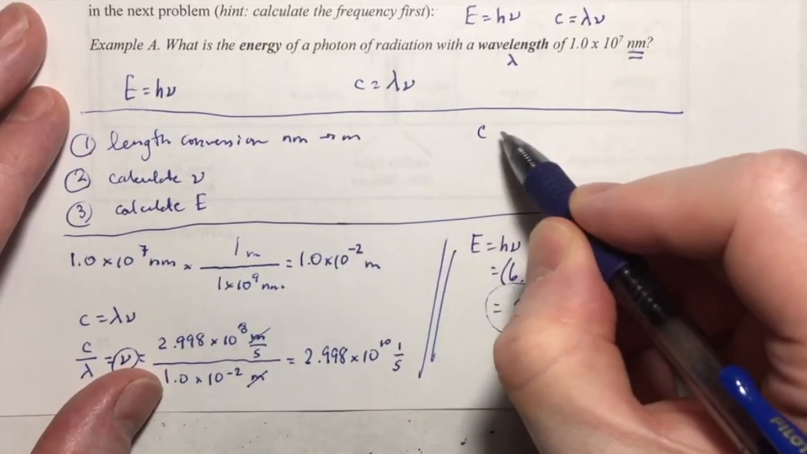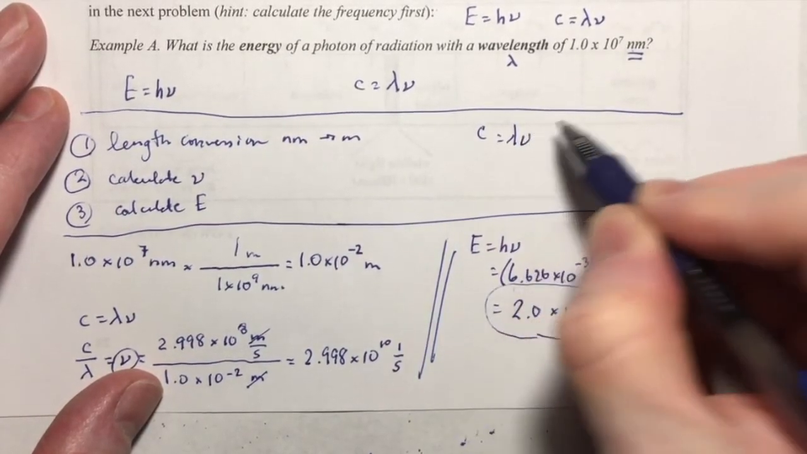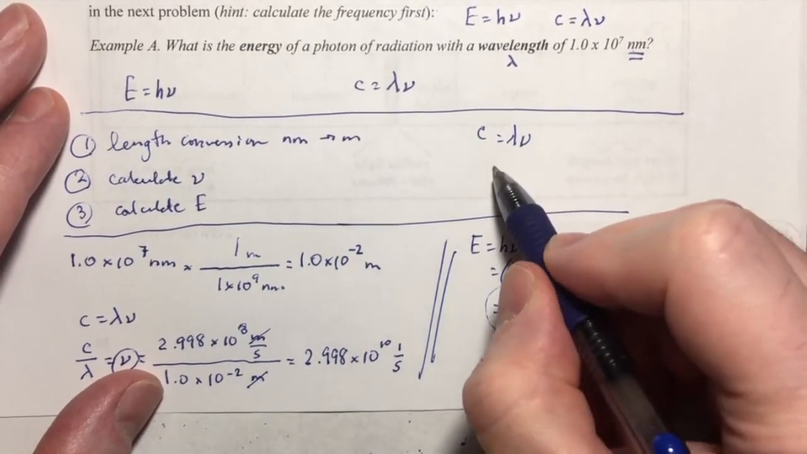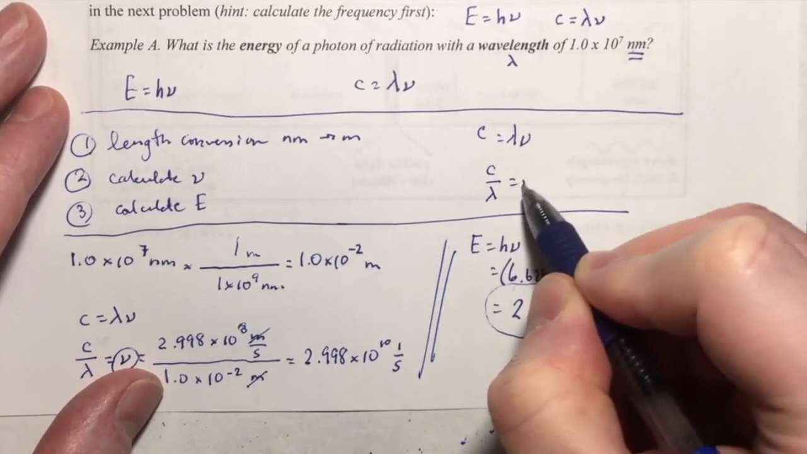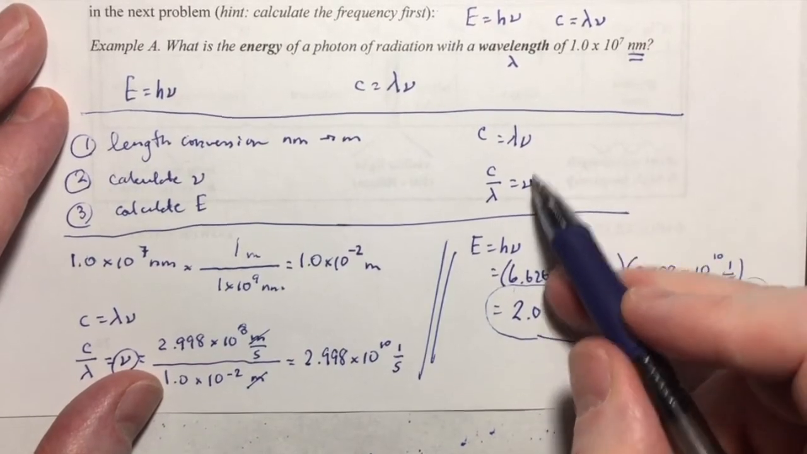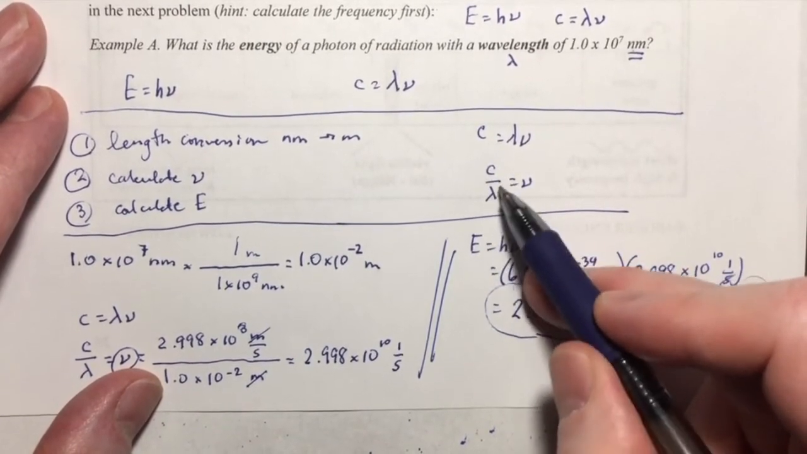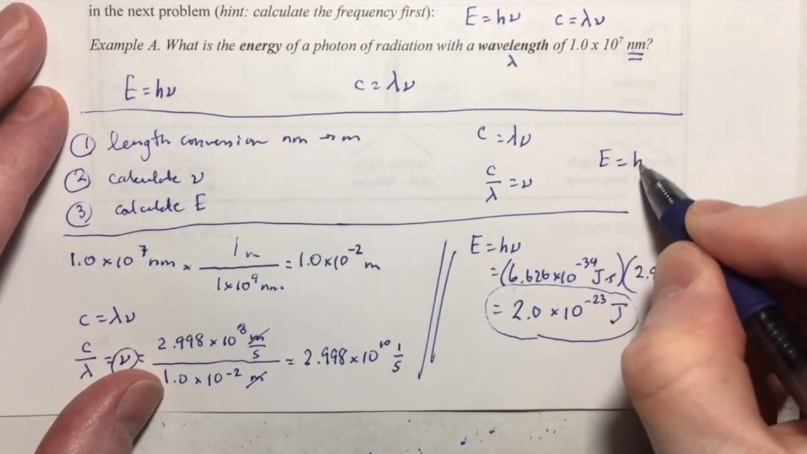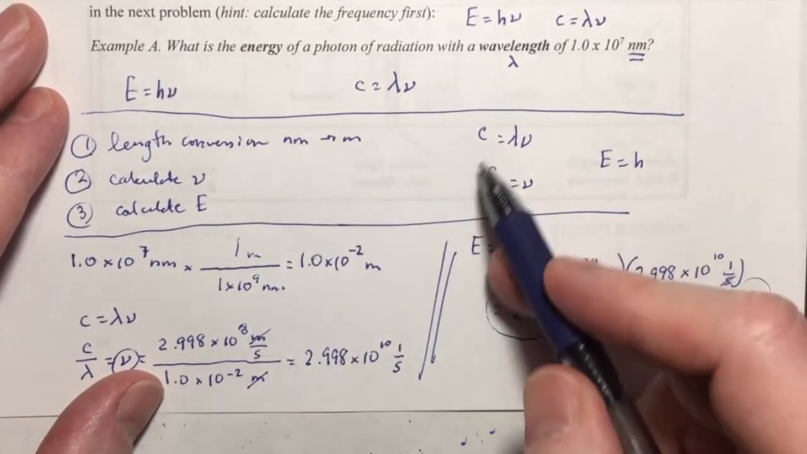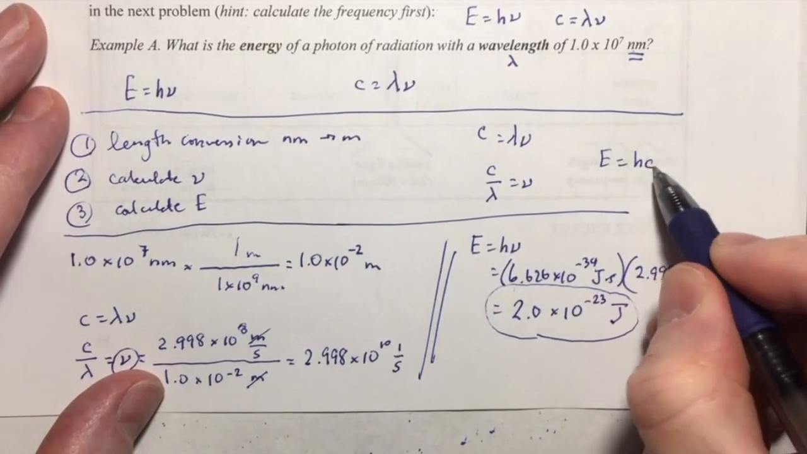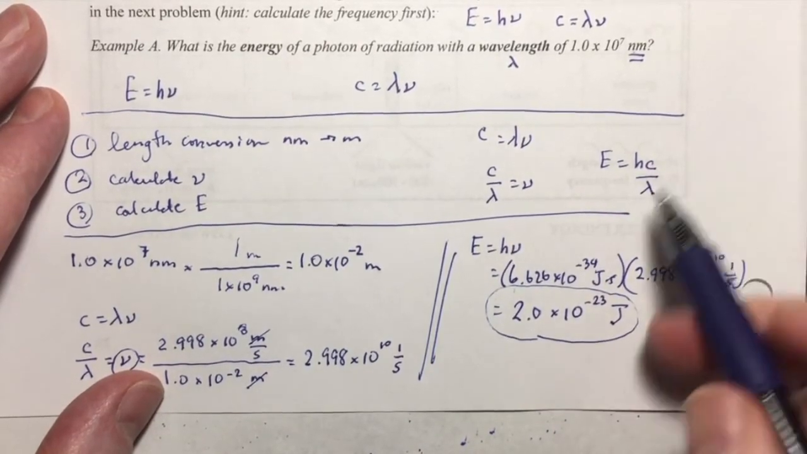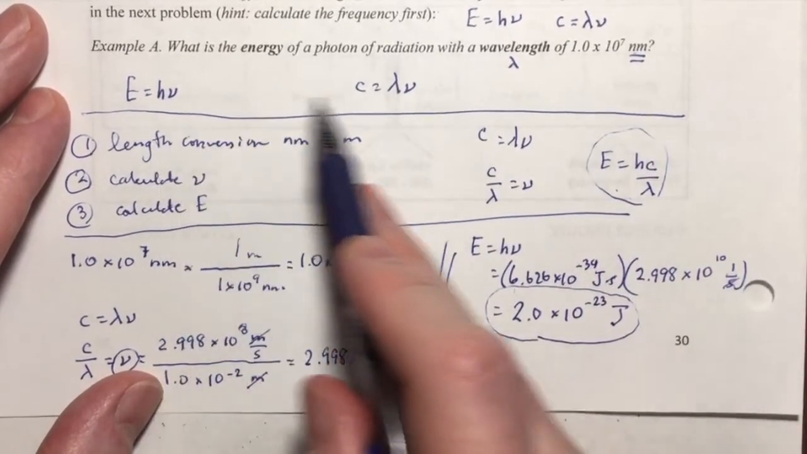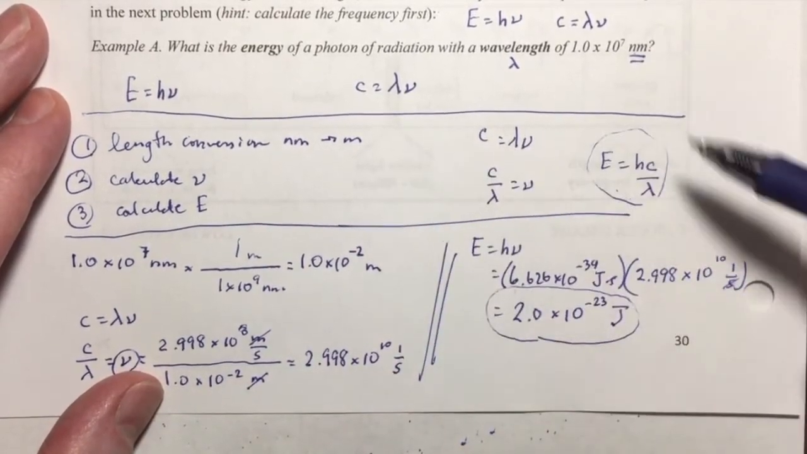So if I take this equation, c equals lambda nu, and I solve for nu, the frequency, I get c over lambda, right? Now if I take this value for frequency and I plug it in right there, you will get E equals h, and then for frequency, we're going to plug in c over lambda. And so this is an equation that combines both of those equations.